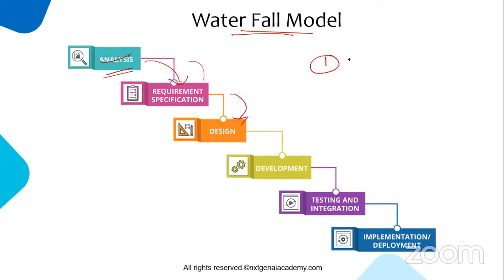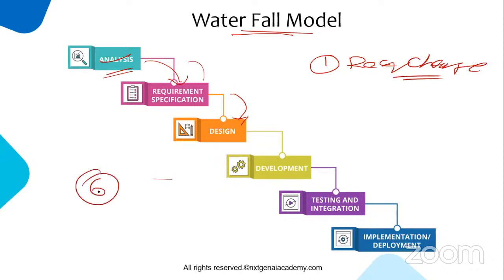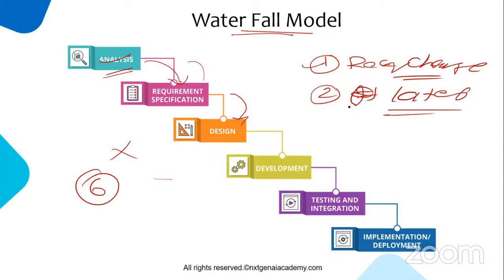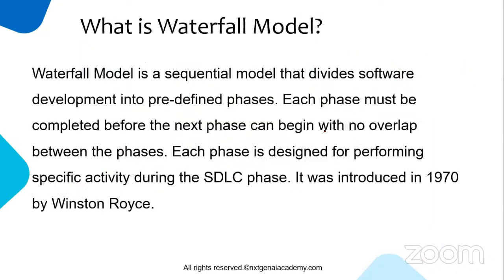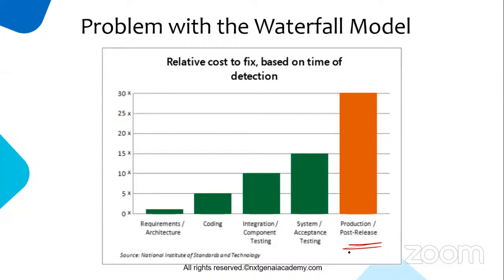drawback of this is we can't go with requirement change, because requirement change is very important, right? Suddenly some requirement will change. If you're coming with a product after 6 months, by then this requirement may look very odd, maybe outdated. So requirement change is not possible, and the testing is done at a later stage. What is the problem with this? When we test at the later stage instead of early, the cost will be high. That's the problem with the waterfall model.